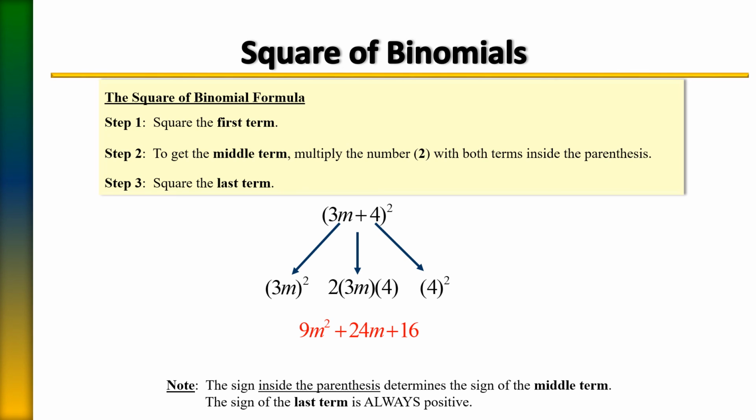Again, all you have to do is square the first term, square the last term. To get your middle term, multiply the number 2 along with the 2 numbers that are in the parentheses, and that will give you your middle term. Remember, the last term of the trinomial is always positive. The sign inside the parentheses will determine what the sign of your middle term will be, and there you have it, the square of binomial formula.